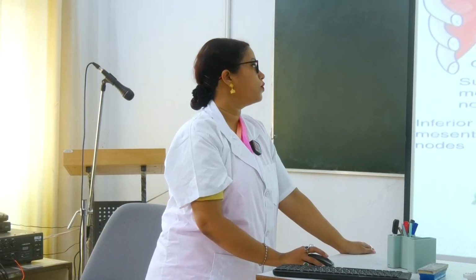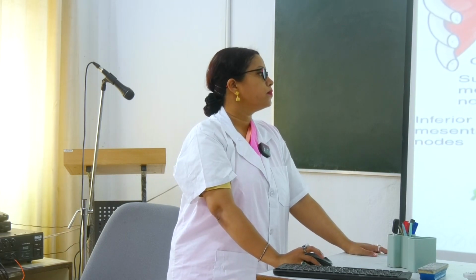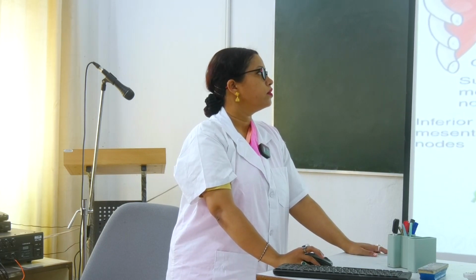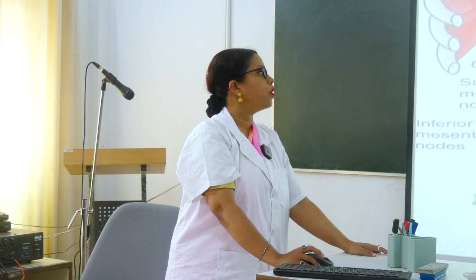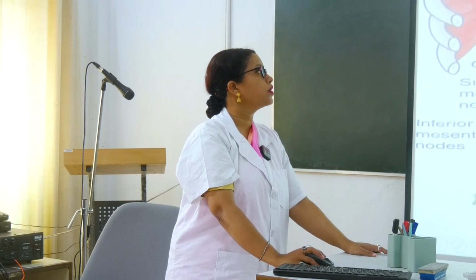Okay, right and left, both sides, right and left para-aortic lymph nodes. Okay, inferior mesenteric lymph nodes, external iliac lymph nodes and internal iliac lymph nodes. Okay, so these are the lymph nodes of the posterior abdominal wall.